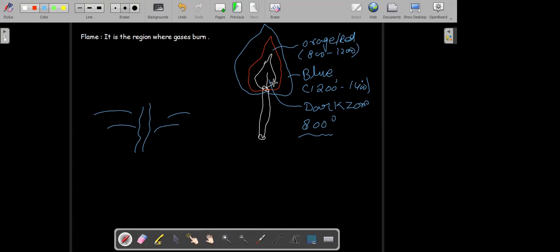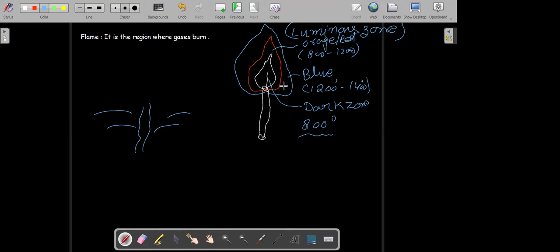I'll tell you one trick you can try at your home. The outermost zone is the hottest one. The red colored zone is also called the luminous zone. The orange or red zone is the only zone which is producing light. The blue zone is not producing light; it's very hot, but it produces very little light.